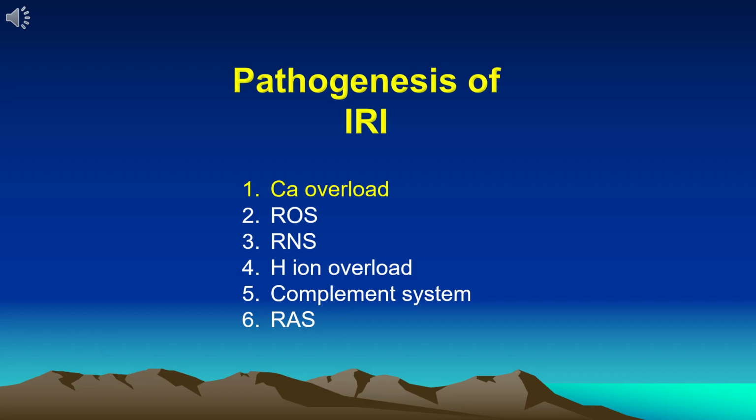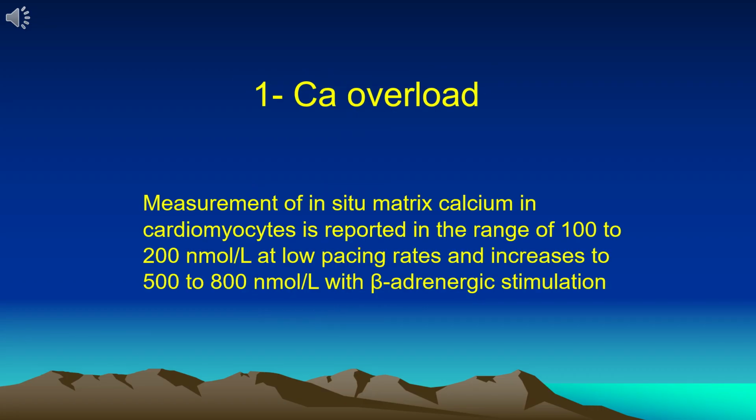To understand the catastrophe of calcium overload, we must first appreciate the exquisite precision of normal calcium handling in a cell. In a healthy cardiomyocyte, the concentration of free calcium in the cytoplasm, known as the in situ matrix calcium, is tightly regulated within a narrow range. As reported, at low pacing rates, this concentration is maintained at a very low level, between 100 and 200 nanomoles per liter.